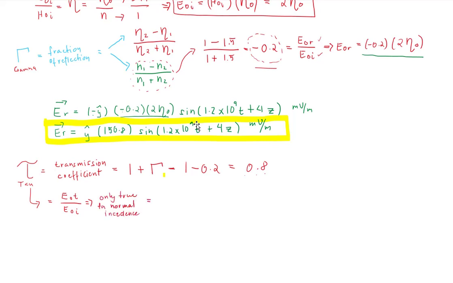Now, quick reminder, this is only true for normal incidence. So we have this number over here. We have E naught of I, so we could solve for E naught of t. E naught of t is just equal to 0.8 times what is our E naught of I? That is just 2 times eta naught. Okay, so we get 603.2. And that is our E naught of t.